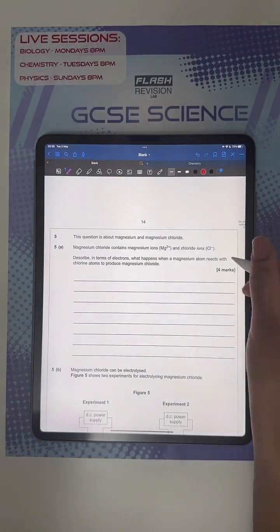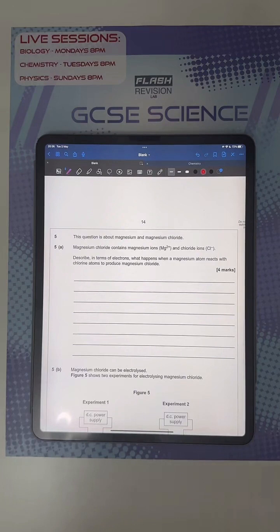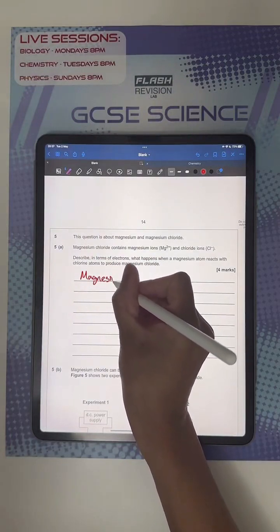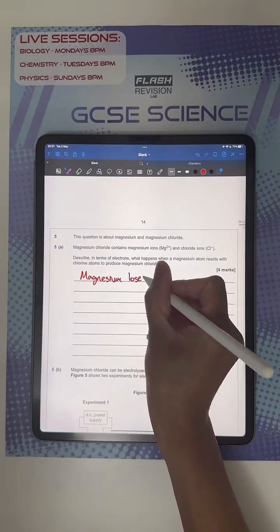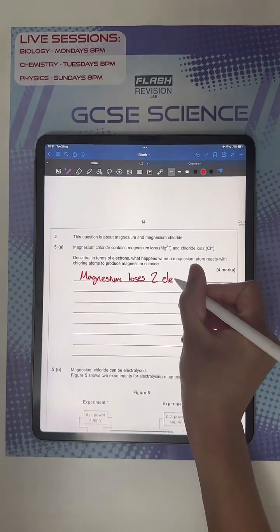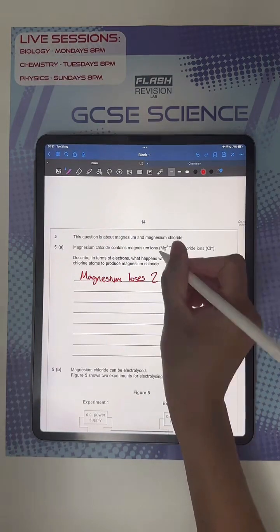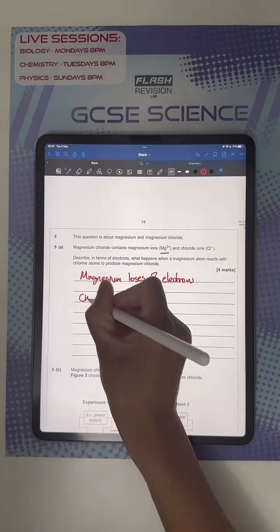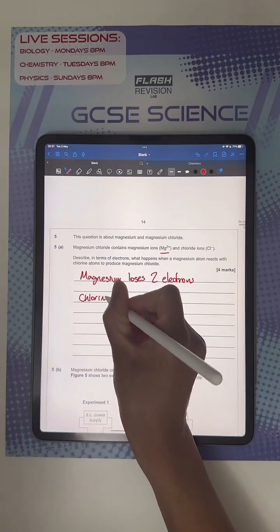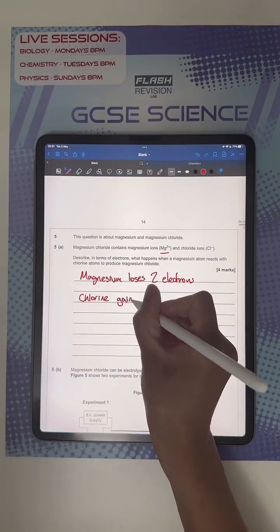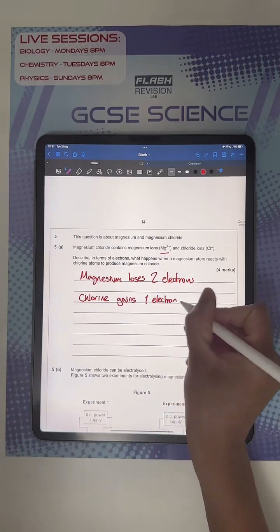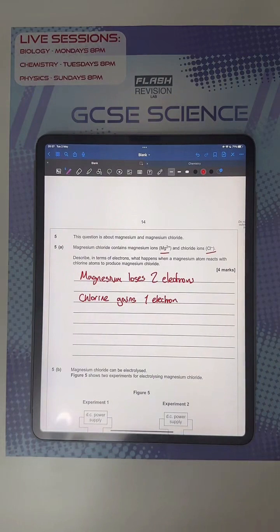magnesium chloride. So you've got Mg2 plus, you've got Cl minus. So you would say magnesium loses 2 electrons. How do we know that? Because it's Mg2 plus. Chlorine gains 1 electron. How do we know that? Because it's got a charge of -1.